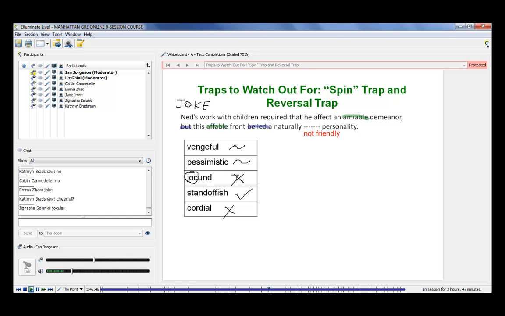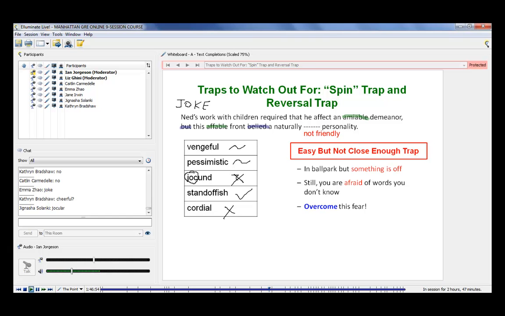And you guys told me you think vengeful is way too strong and pessimistic is just off. And that's exactly the trap that we're looking at, right? Now, the point here is that vengeful is the correct spin, right? Its spin is good. Spin just means positive or negative. But its strength is all wrong. He's working with children. We're looking for the opposite of friendly. We're not looking for the opposite of saintly, right? Vengeful. He's not killing these children.